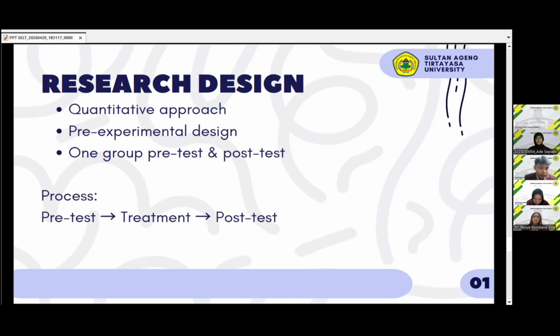And for the research design, the study uses a quantitative approach. The design is a pre-experimental design, specifically one group pre-test and post-test design. The procedure is pre-test, then treatment, after that post-test. So before treatment, students take a pre-test to measure initial speaking ability, and then students receive treatment using speaking cards. After treatment, students take a post-test, then the scores will be compared.